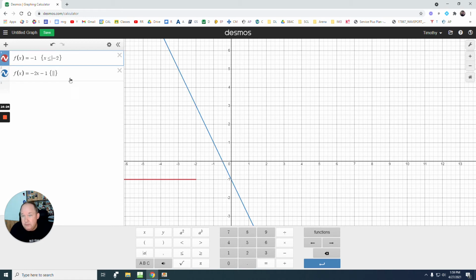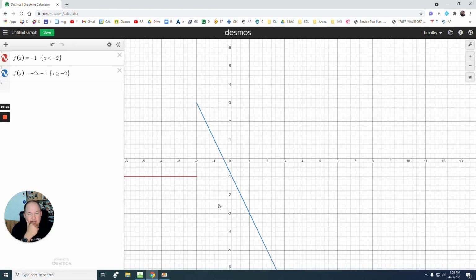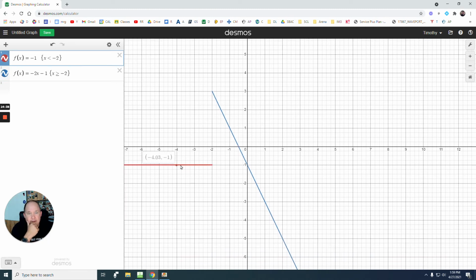So this one really should be x is less than negative 2. This one is x is greater than or equal to negative 2. So now you have the picture of both. So put them together. And then from the left, the answer is negative 2. And then from the right, the y-coordinate, the answer is positive 3. So you can see a jump there.